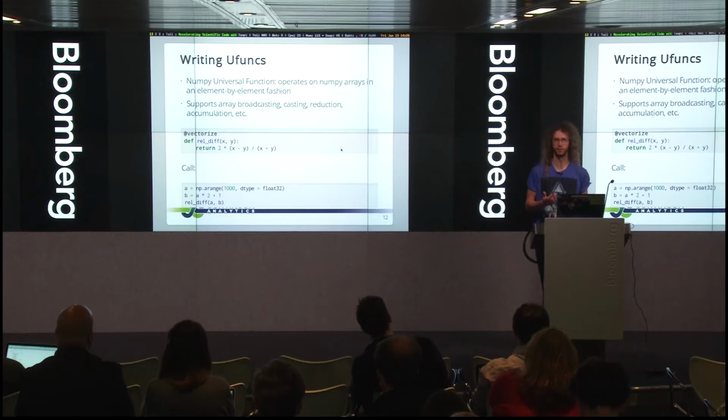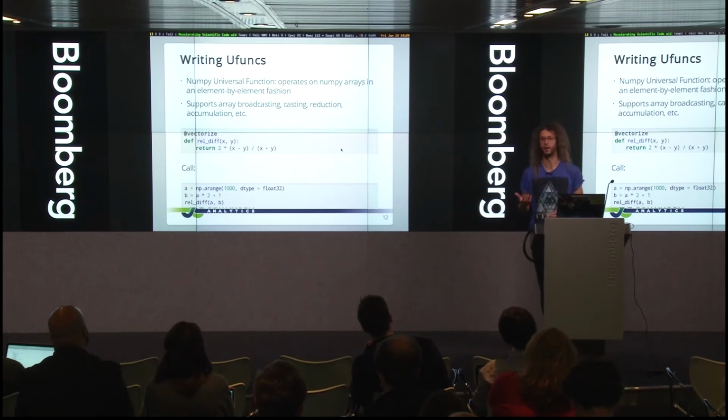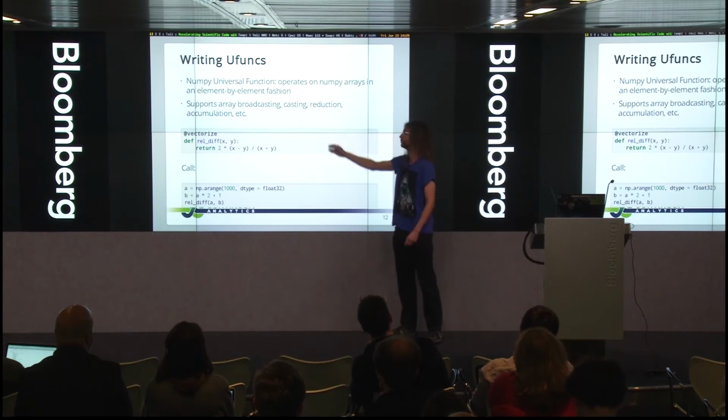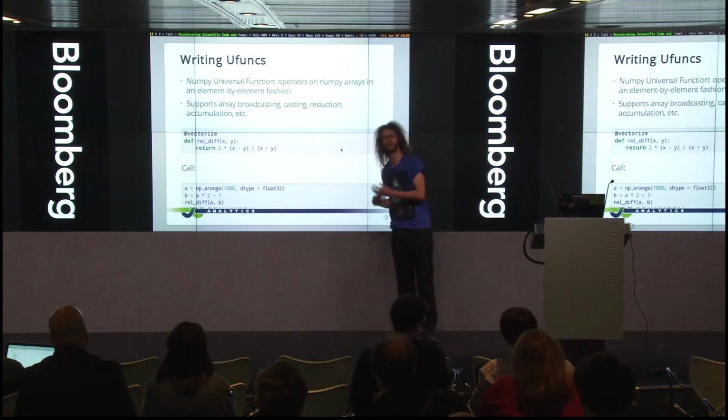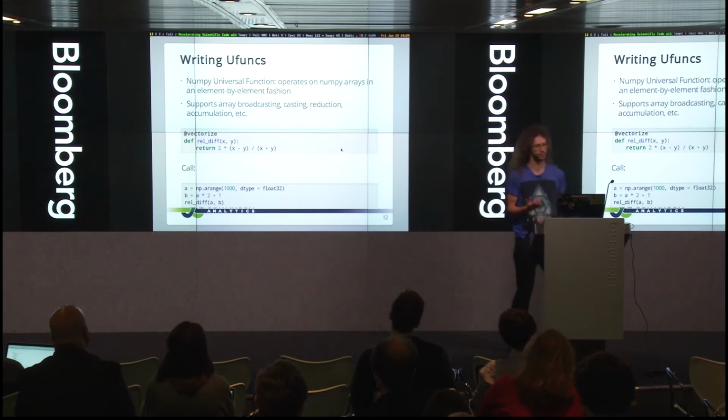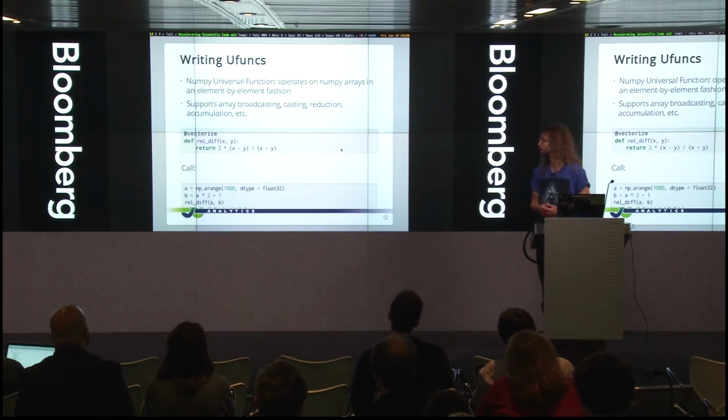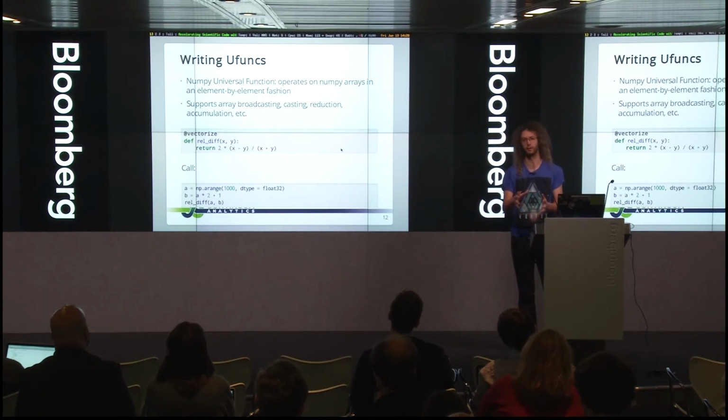But Numba provides a way in which you can write them in Python and have them compiled. So you do this using the vectorized decorator. If you write a Python function which takes scalar inputs and returns a scalar output, then when the function is called with array arguments, Numba will take care of compiling that scalar function to native code, and then NumPy will take care of applying it element by element.